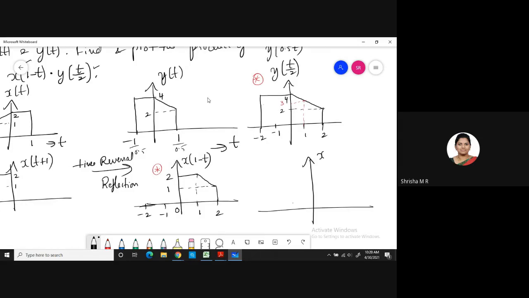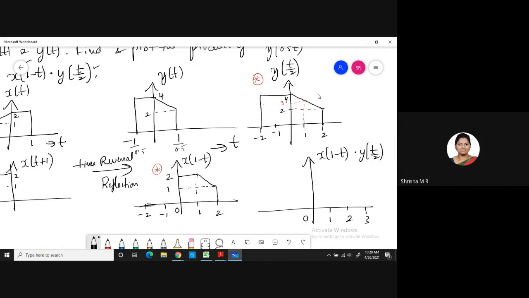So you have x of 1 minus t into y of t by 2. To the left of, for the negative values of t, as you can see here you have 0 and here you have some amplitude. 0 multiplied with anything is 0. So to the left of t equal to 0, we will not have any signal. To the right we'll have a signal. We shall see that at 1, 2 and 3.